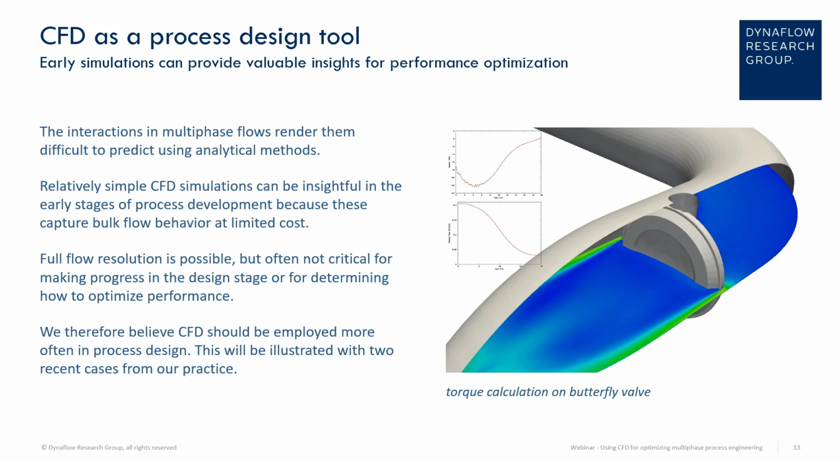CFD is often associated with full flow resolution, but this full detail is not always necessary or critical for making progress in the design stage or for determining how to optimize performance. For multiphase flow, resolving the full flow is both computationally heavy and requires using complex models for the flow behavior, while from indicators in the bulk flow, you can often already gauge which direction to optimize in. We therefore believe that CFD should be employed more often in process design, and we will illustrate that with two recent cases from our practice.